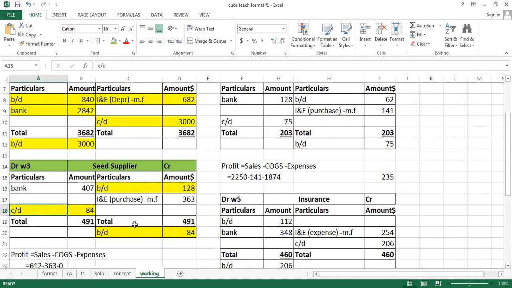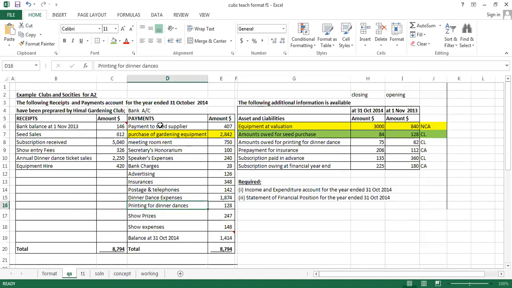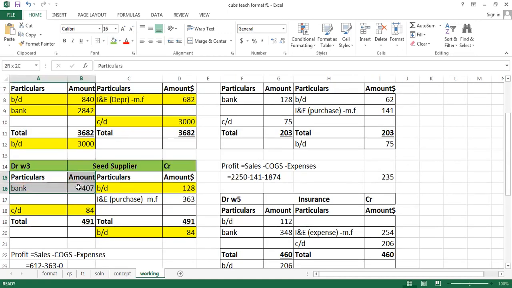Now, after having placed the opening and closing balance, we go to the additional information to check if we have made any payments to the seed supplier, because we make payments to seed suppliers, we don't receive money. Look at the payment section. You can see in the first line payment to seed supplier. So 407 has been paid. You can do this two ways. When you extract the entry, it is seed supplier account debit, bank account credit. Seed supplier debit means you post on the debit side, so you write bank and place the amount 407 this way. When you add 407 plus 84, you get 491.